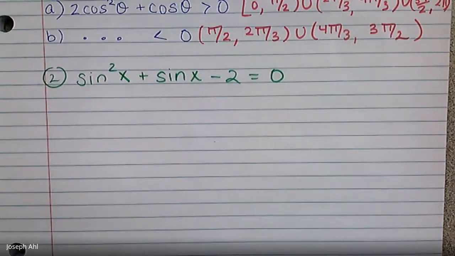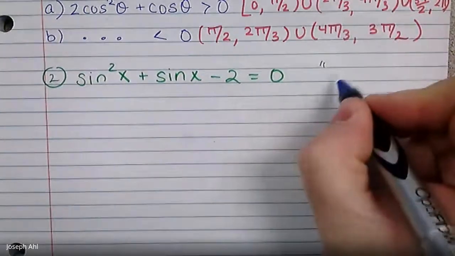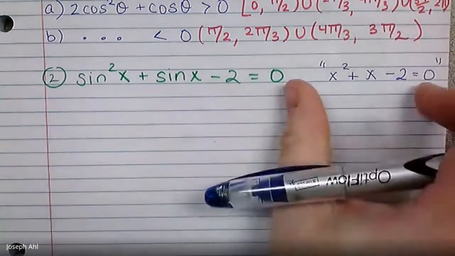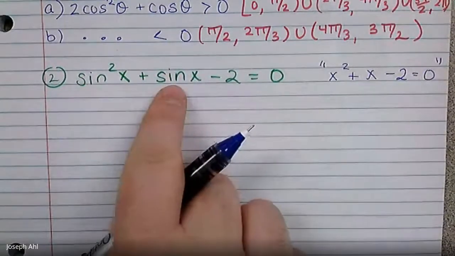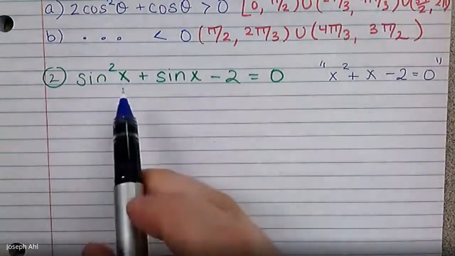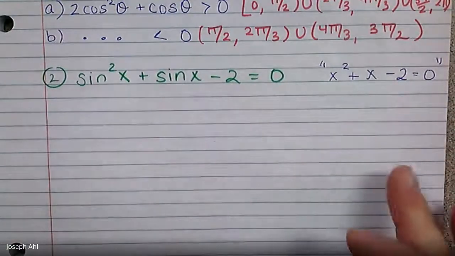Now, if it really helps you to get started, think of this as being the same thing as x squared plus x minus 2 equals 0. So it's very similar, right? If you use the dummy variable, let x equal sine x, which I don't love the same variable, but you guys get the idea. Okay, it becomes a quadratic equation.